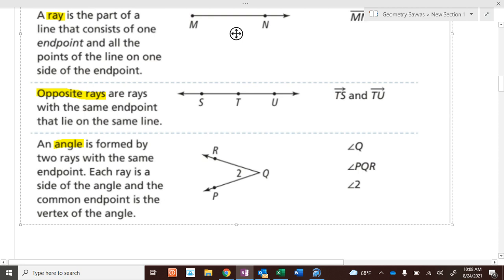Now you could have opposite rays that have the same endpoint and lie on the same line. So basically, opposite rays are two rays that go in opposite directions, and they basically form a line. So ray TS and ray TU are opposite rays.